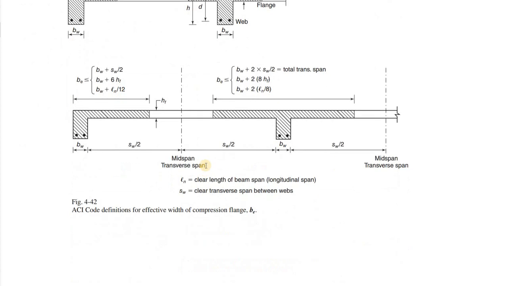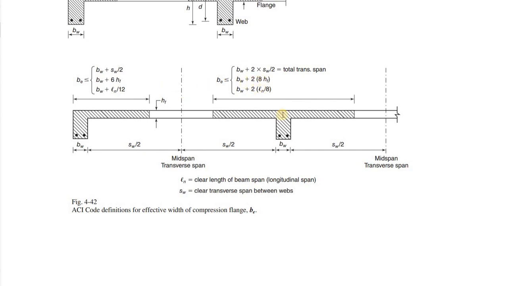Any other symbols over here? I think we have discussed all of those. So this is the least value of these three for the interior beam, and the least of these three for the edge beam. You can see slight differences also.